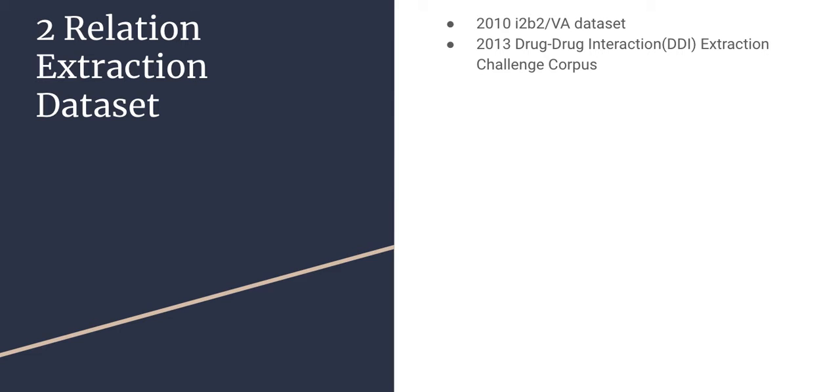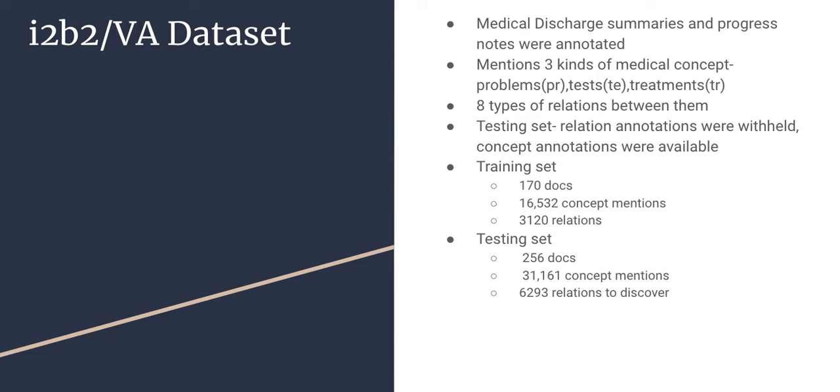In this, the authors have used two relation extraction datasets, which are the 2010 I2B2 dataset and the 2013 drug-drug interaction extraction challenge corpus. So let us know more about the I2B2 2010 dataset. In this, medical discharge summaries and progress notes were annotated, and there were three kinds of medical concepts mentioned, which are problems, tests, and treatments. And there could be 8 types of relations between them.